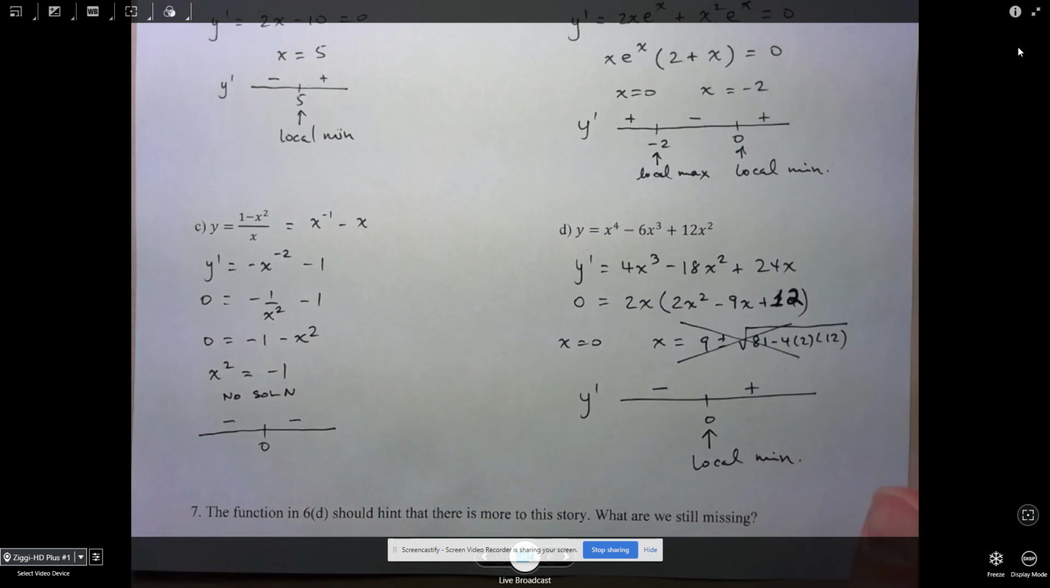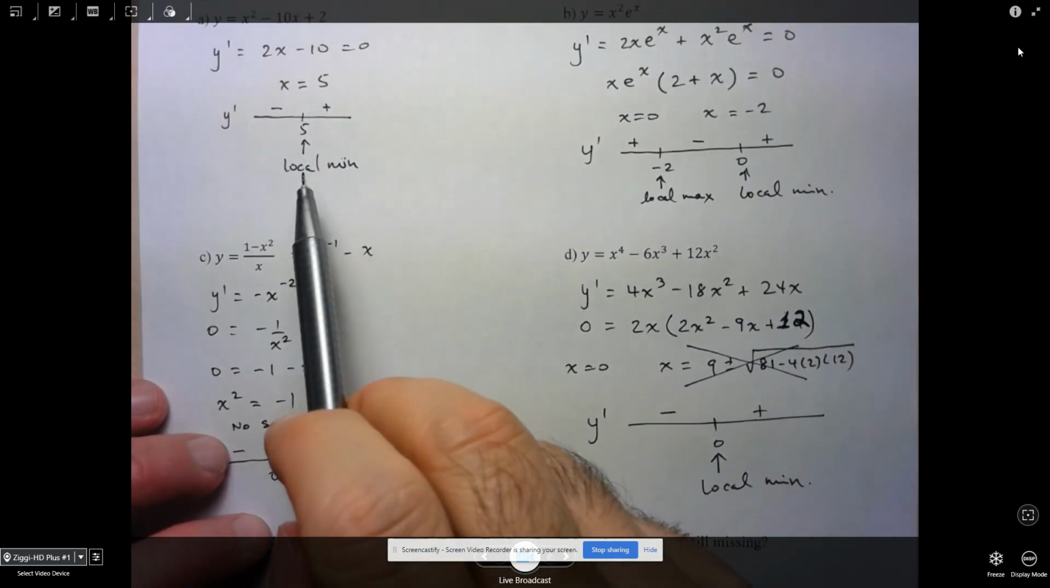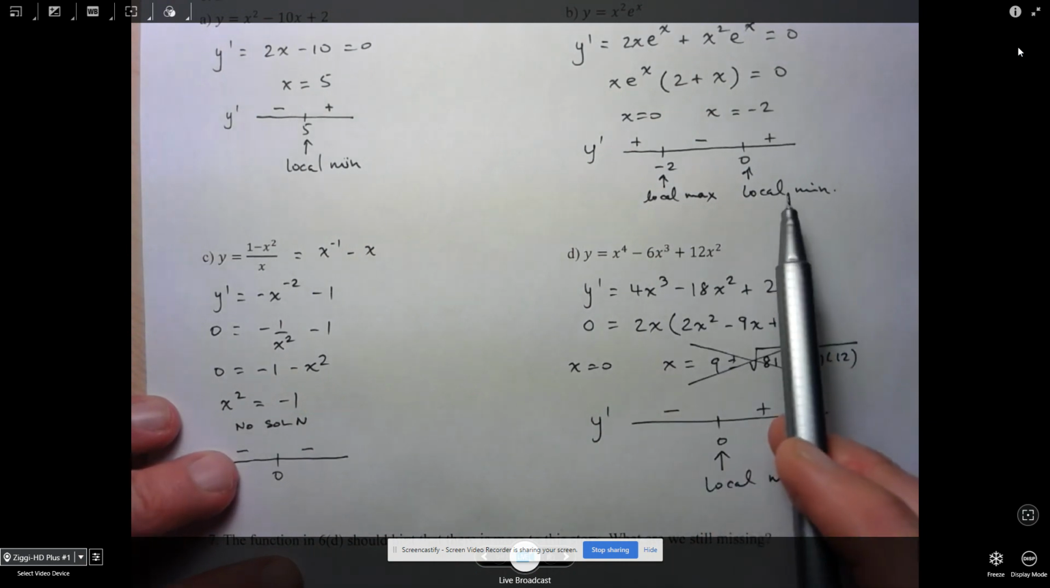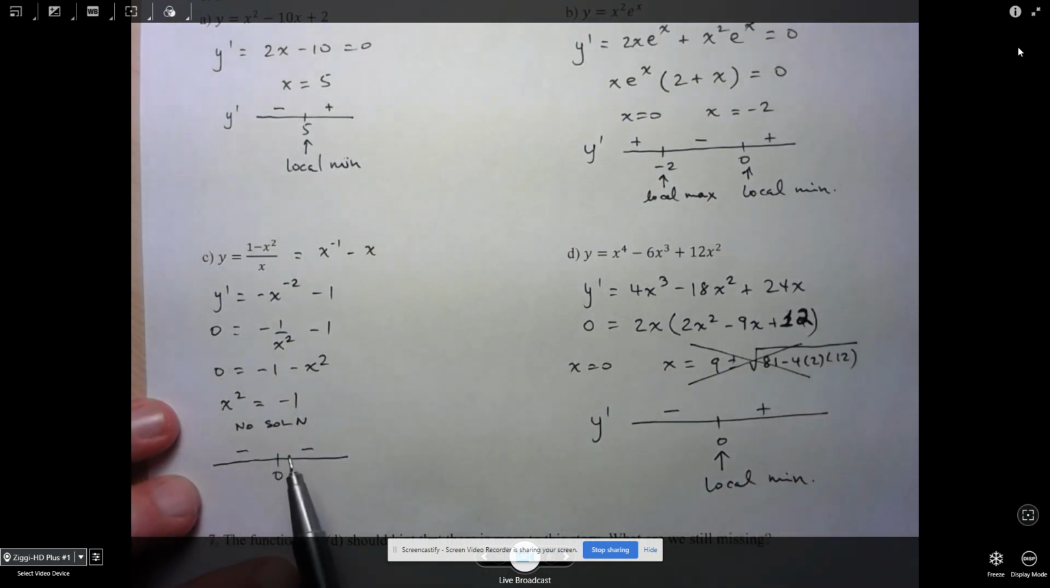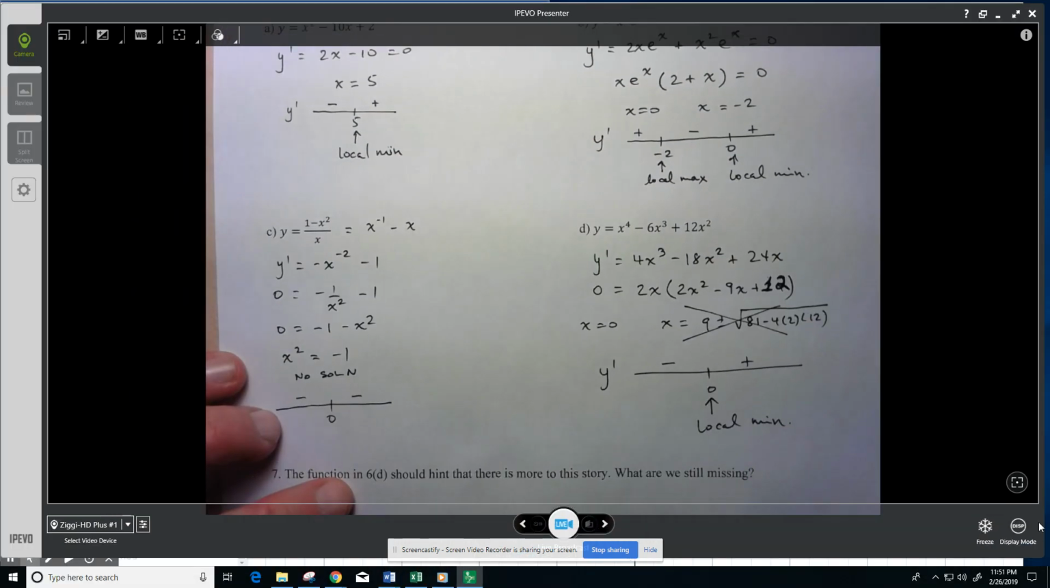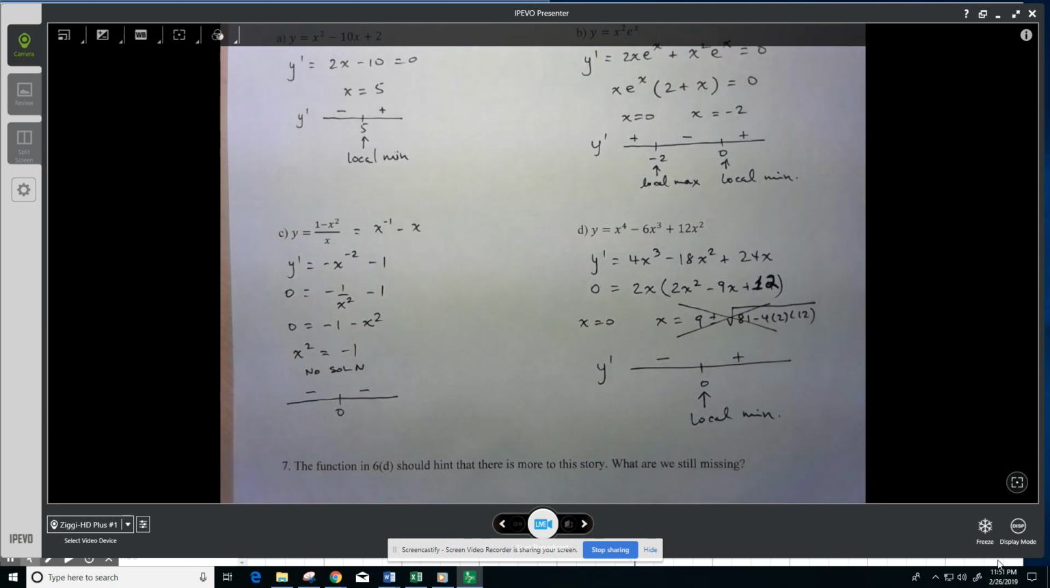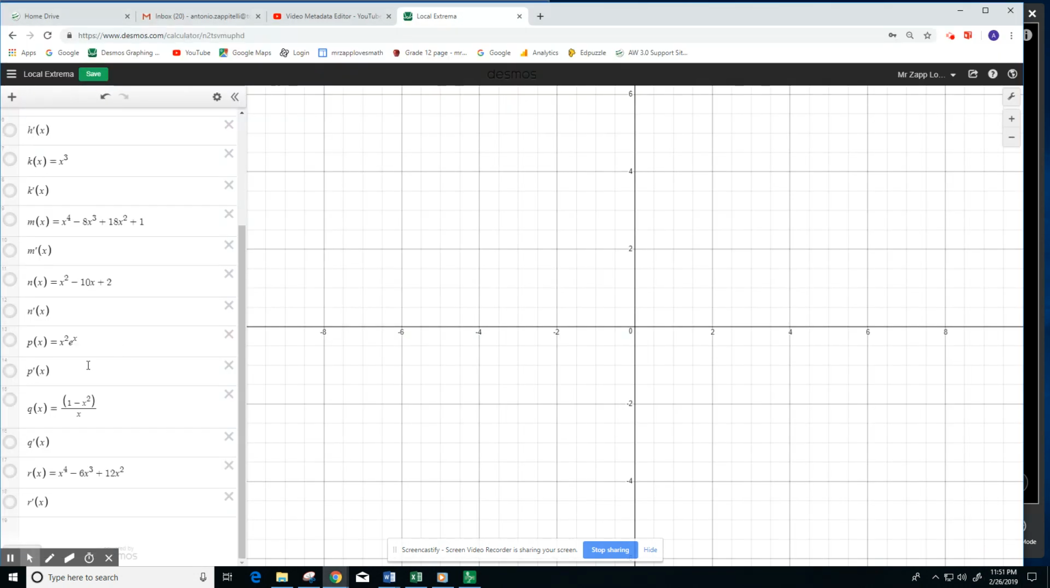All right, so let's keep in mind what we have. Local min for the first one, a max followed by a min, nothing, no local max or min at all, and then a local min. So let's take a look at these graphs, and we'll spend some time looking at that last one. Okay, so let's see, what do we have?